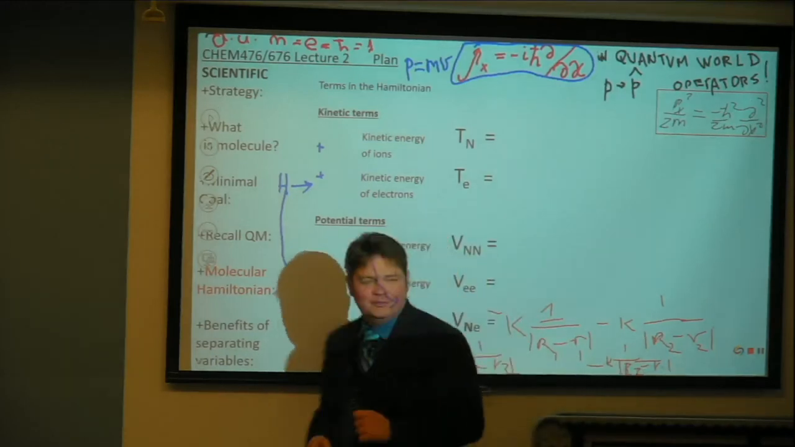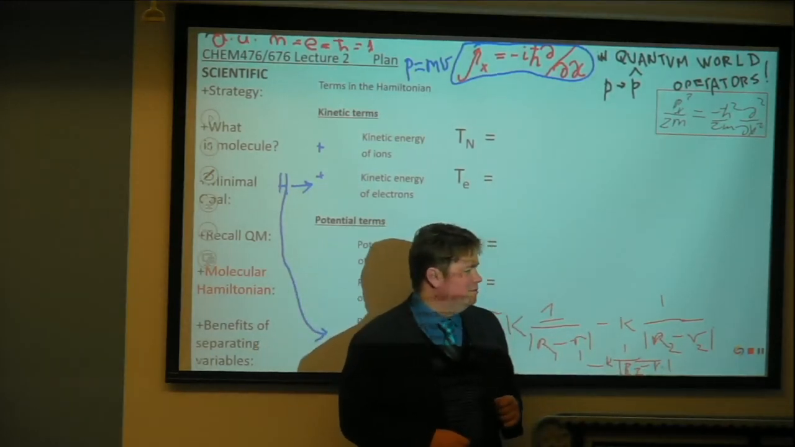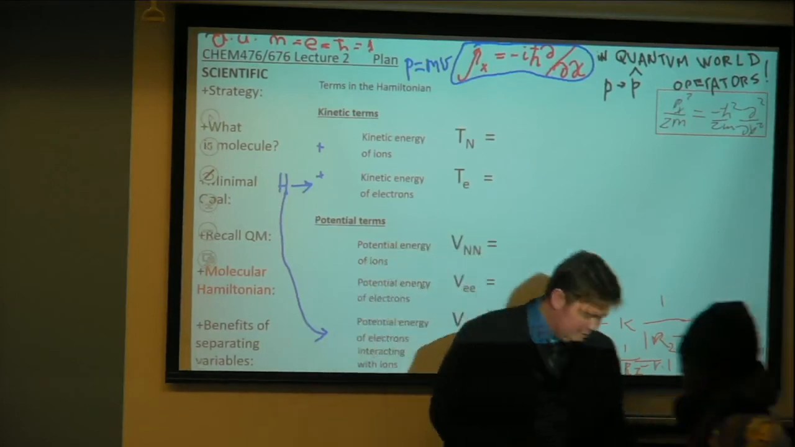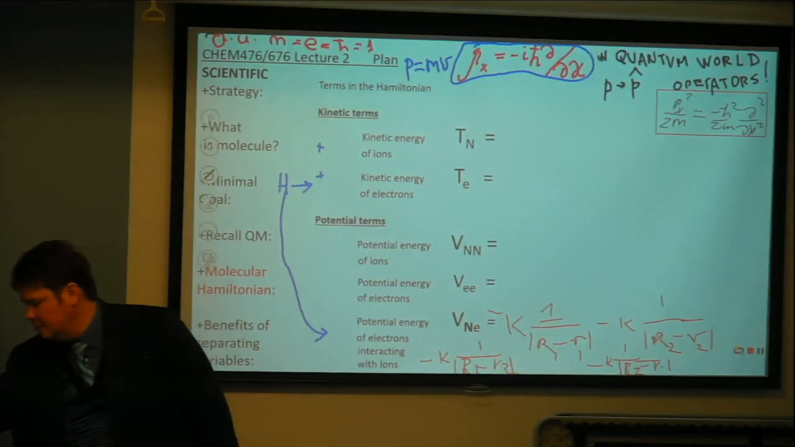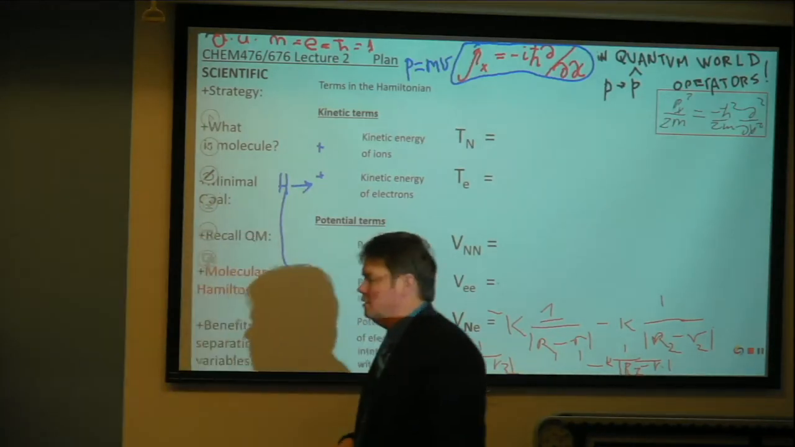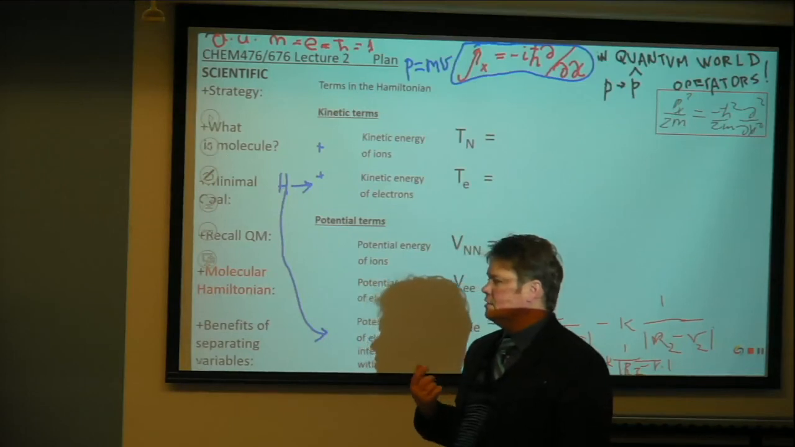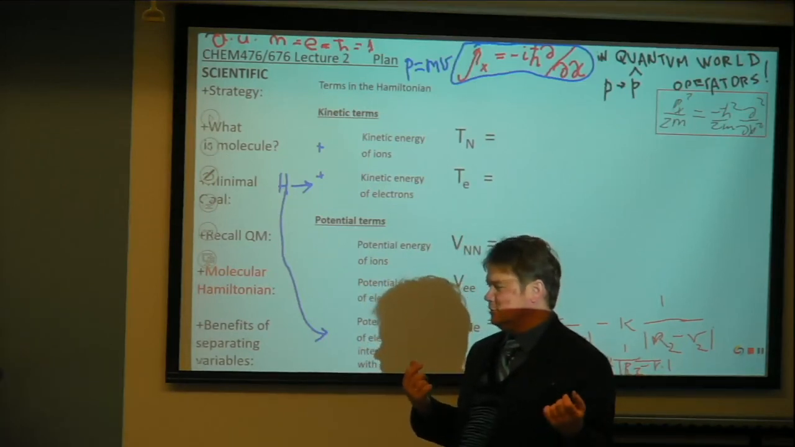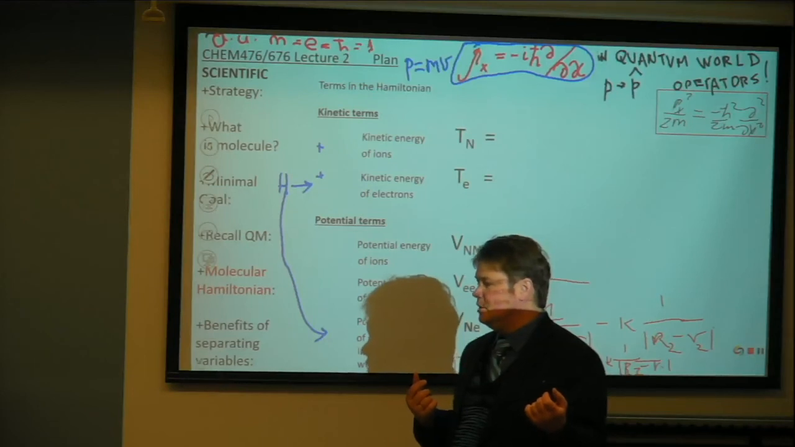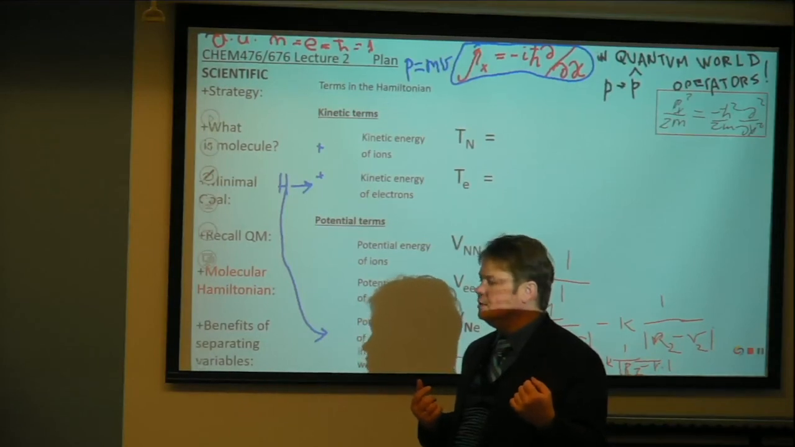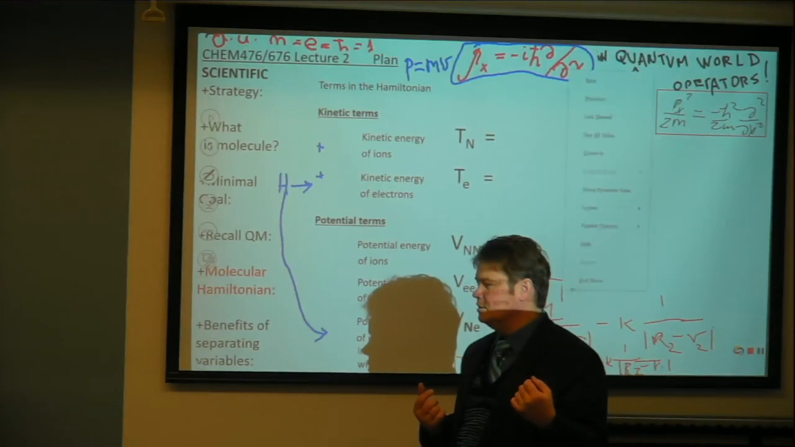Which term would you like to do? Potential energy of electrons. Okay. Continue writing this, I think it's a good sign. So, electrons repel, so the sign will be plus, and there will be a fraction. In the numerator there will be 1, and in the denominator there will be the subtraction of lowercase r1 minus lowercase r2.